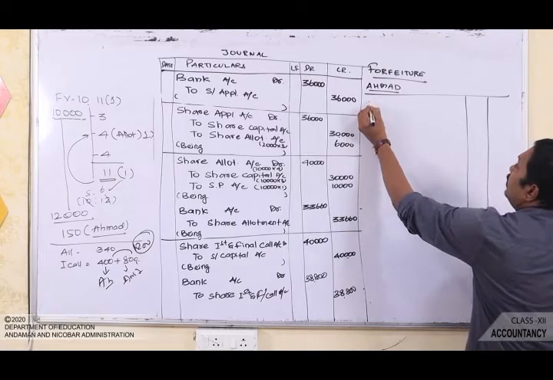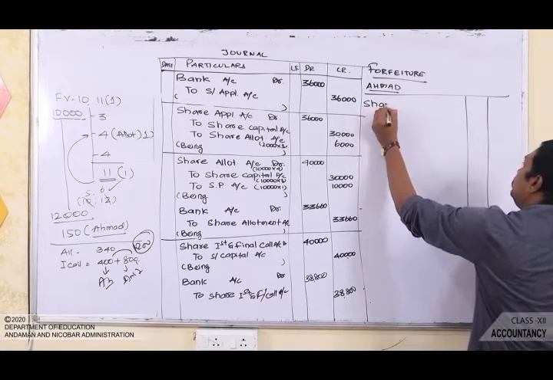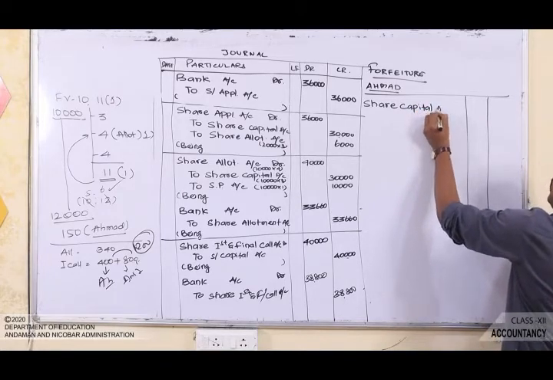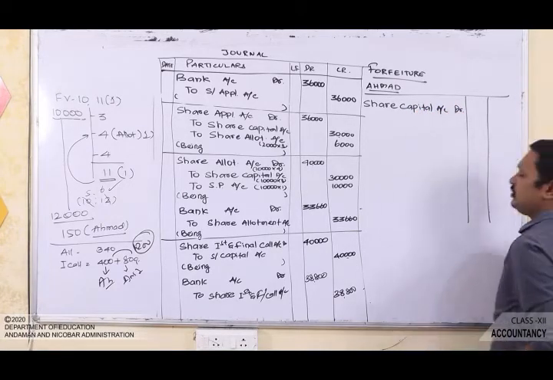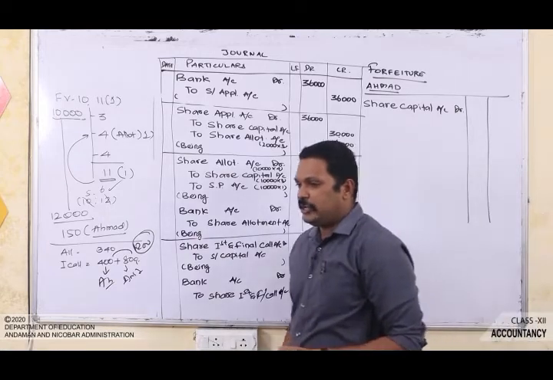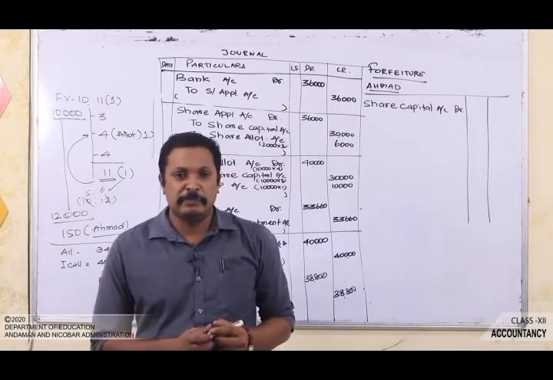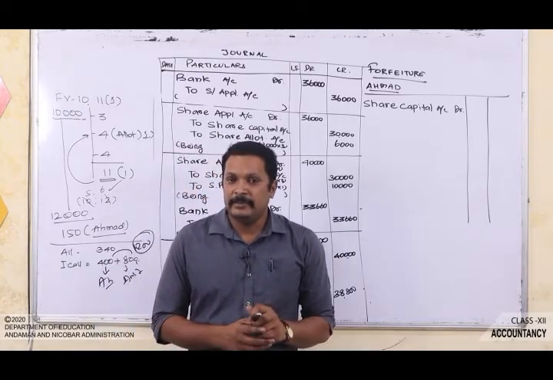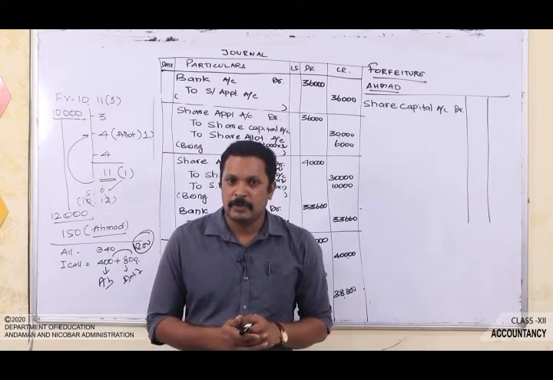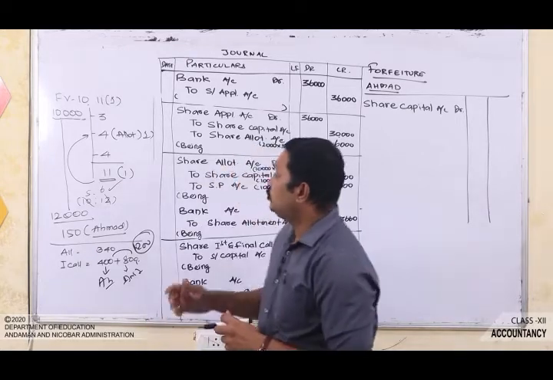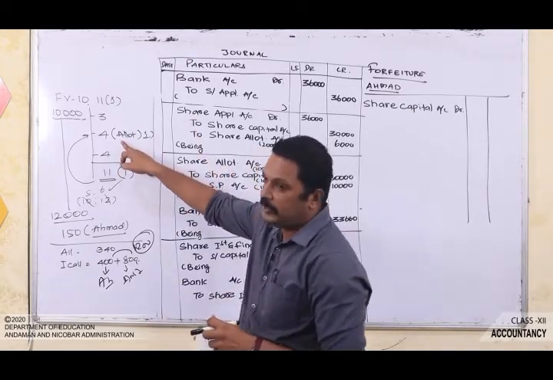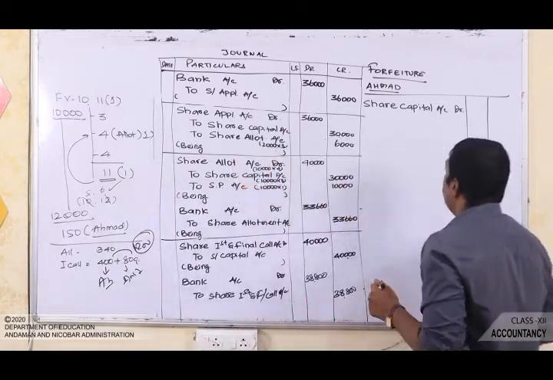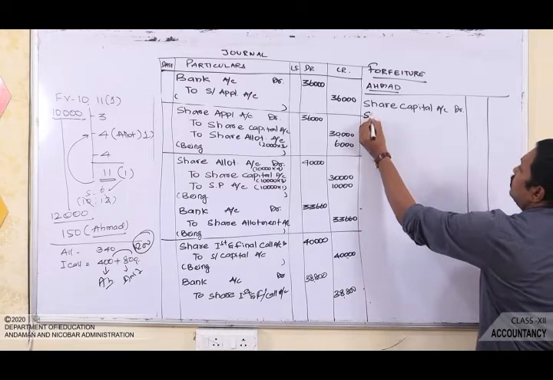Share capital account debit is the first entry. Now check whether premium is there in the question. Yes, premium is there. Whether Ahmed paid that amount of premium? No. Ahmed could not pay allotment. So allotment includes premium, and Ahmed couldn't pay the premium. So we have to mention premium here.